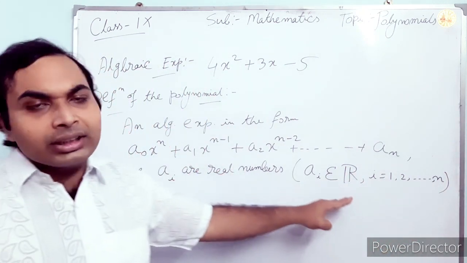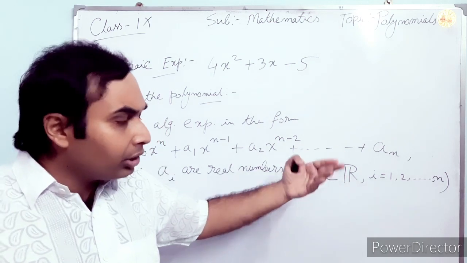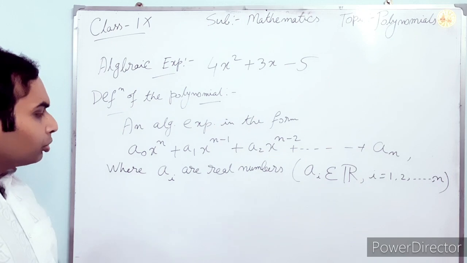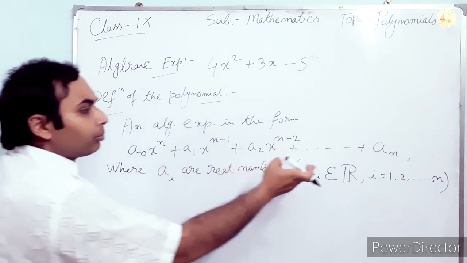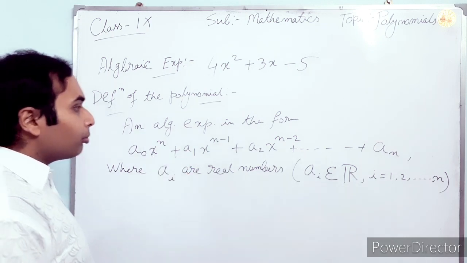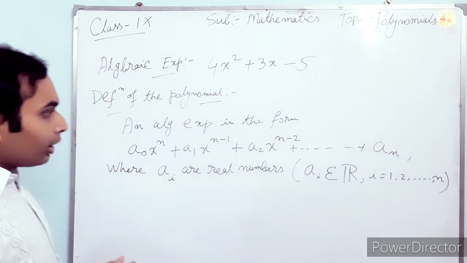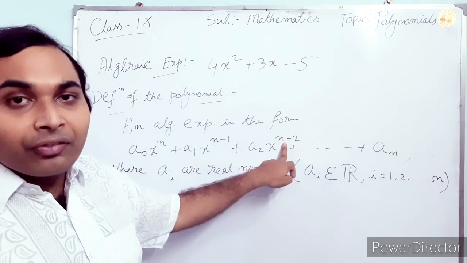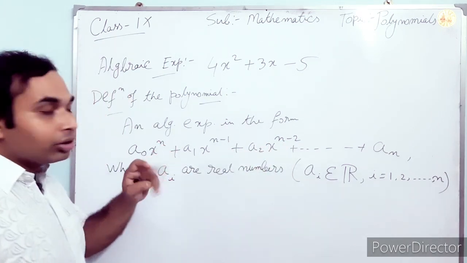So you can write this, no problem actually. Otherwise you can use this one also: ai are the real numbers where i equals 1 to n. So those are the real numbers. Now another thing, those are n's. Those n's are the indices of x. So what are those n's?